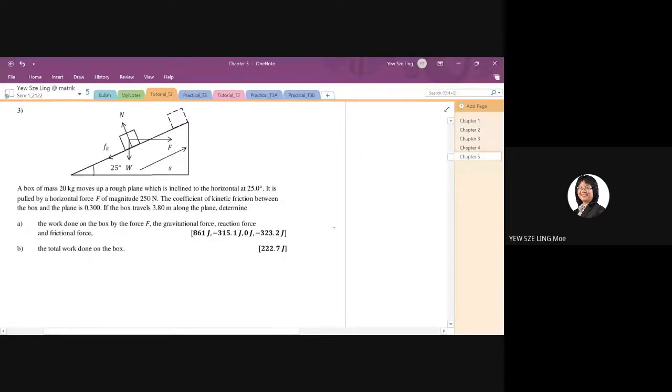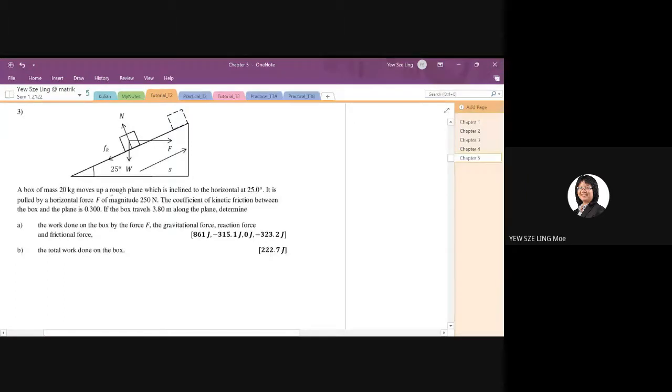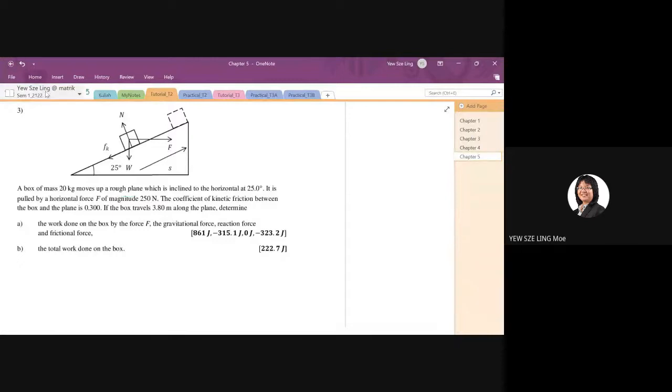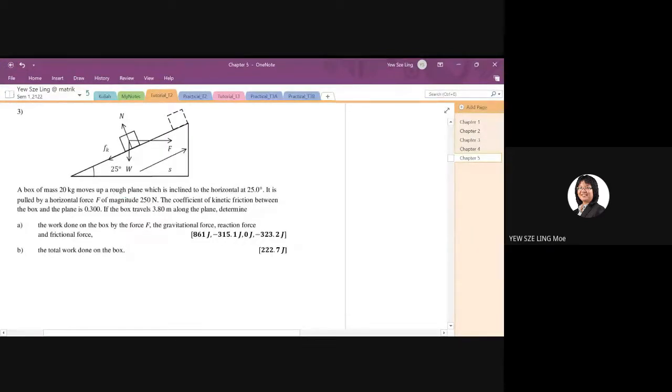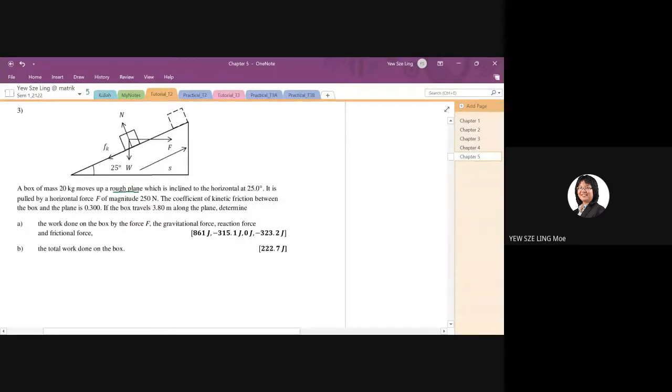So let's see how we are going to solve these questions. Now, a box of mass 20 kg moves up a rough plane. So now you have a rough plane, that's why you have a frictional force in the diagram, which is inclined to the horizontal at 25 degrees, and it is pulled by a horizontal force. These questions are sometimes a bit tricky. It says horizontal force, which means it's truly horizontal. It is not parallel to the plane.